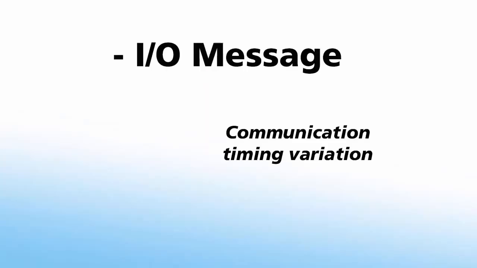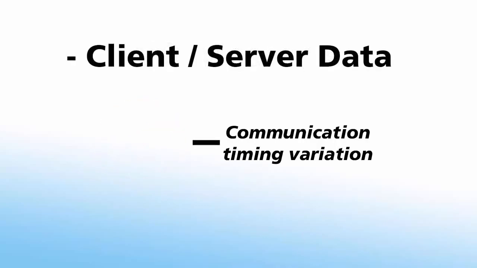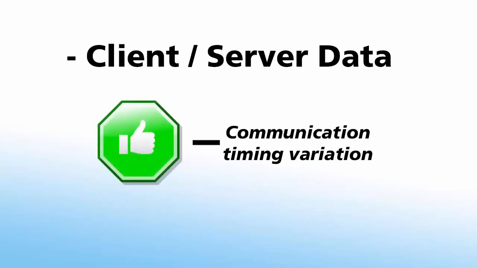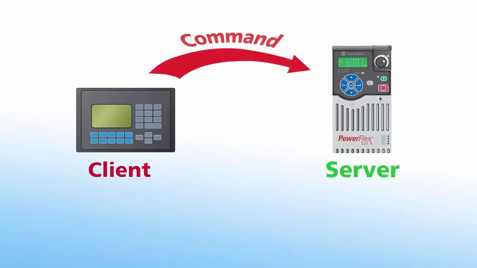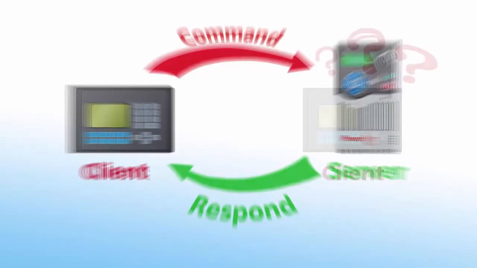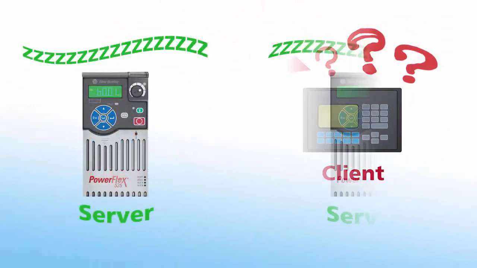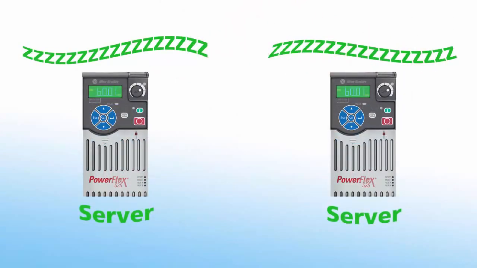I/O messaging is used when communication timing variations are not acceptable. Client-server data communications are used when some variation in communications is tolerable. Clients are devices that initiate communications, and servers respond. Clients cannot talk directly to other clients, and servers don't talk to other servers.